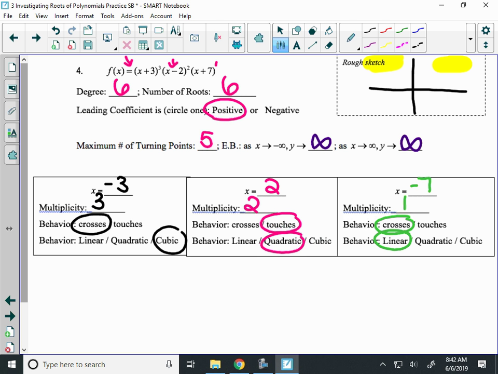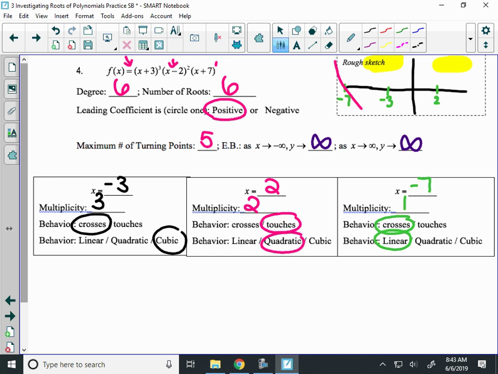Let's make our sketch first by plotting our points. I know I have a root at negative 3, I have a root at 2, and then a root way out here at negative 7. I'm going to extend my axis. Now I know I'm starting up high. That's what I said my end behavior had to be. So at negative 7, when I come down, I have to cross the axis at negative 7.